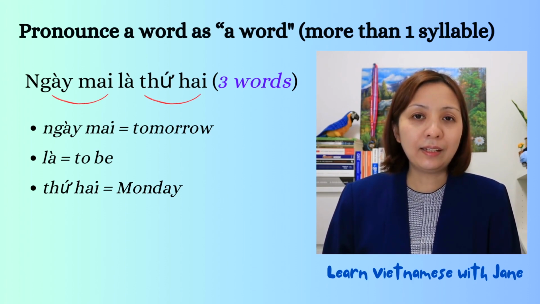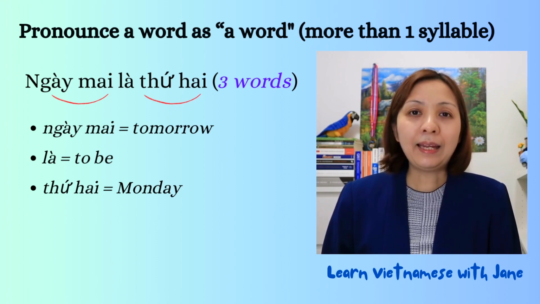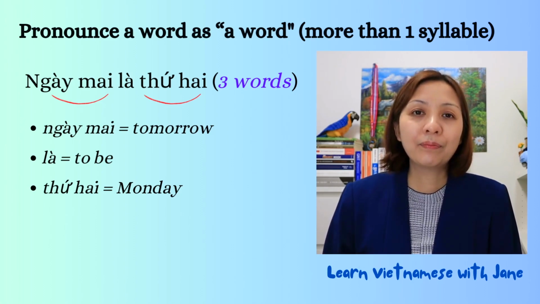Now let's listen again. I won't say ngày mai là thứ hai. I will say ngày mai là thứ hai. So you can see that it will sound more natural when you group a word together.